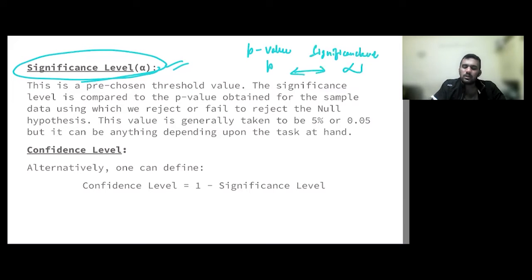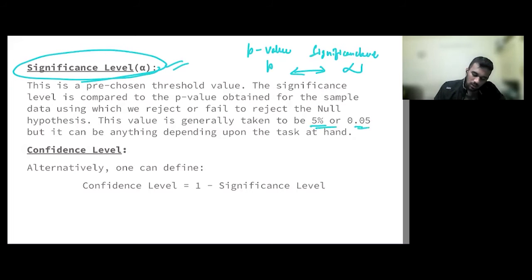By comparing these two values, we can either reject or fail to reject the null hypothesis. Now remember, again, I'm saying that we are not proving that the alternate hypothesis is correct. We are simply rejecting the null hypothesis or failing to reject the null hypothesis. Based on that, we are inferring that the alternate hypothesis may be correct. So p-value is usually, as a standard, as a basic threshold, taken to be 0.05 or 5%.